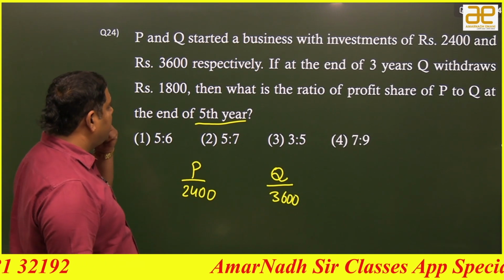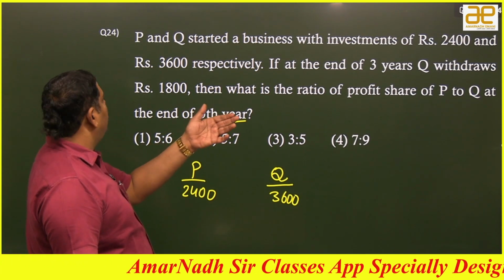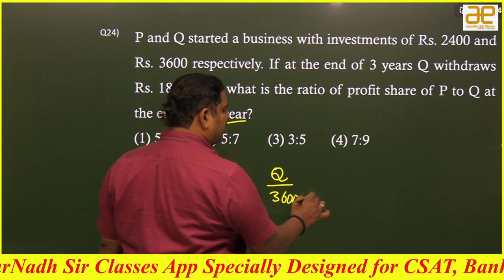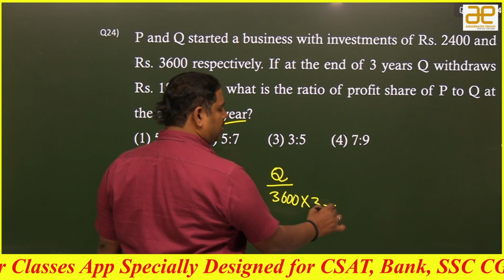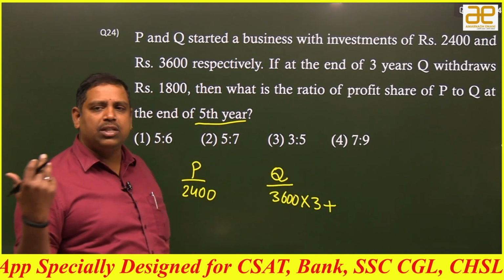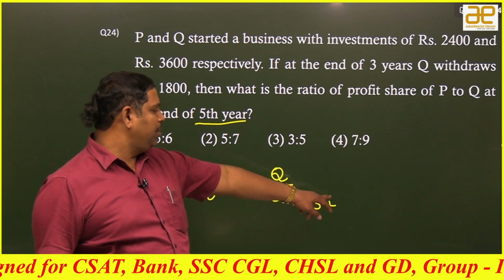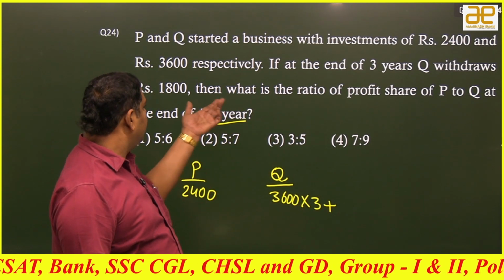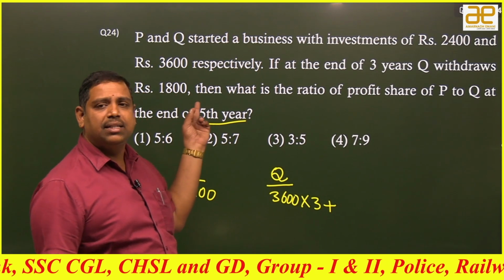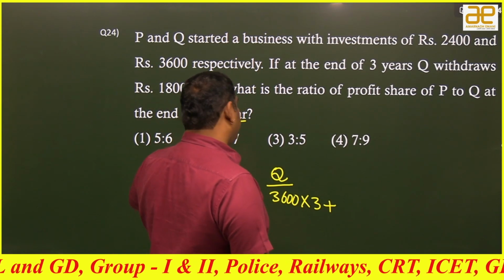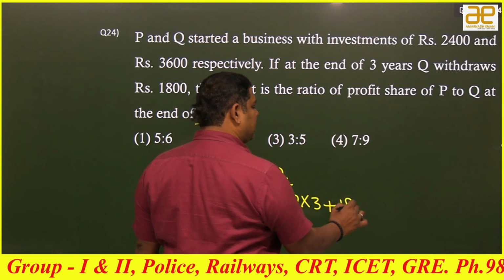Okay. Next one. If at the end of 3 years Q withdraws 1,800. Okay, means can I say this is the investment for 3 years? Plus, now Q has removed some investment, right? Disinvested. But still he is in the business. So I am writing still plus. How much he removed? 1,800 he removed. Means what is the remaining? Out of 3,600, 1,800 removed means it is still 1,800 rupees is available.